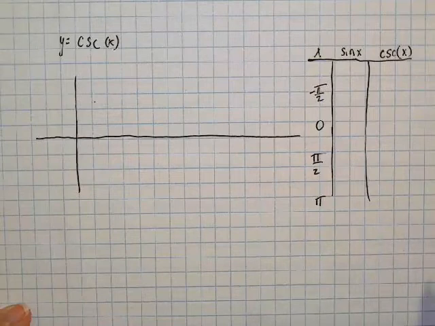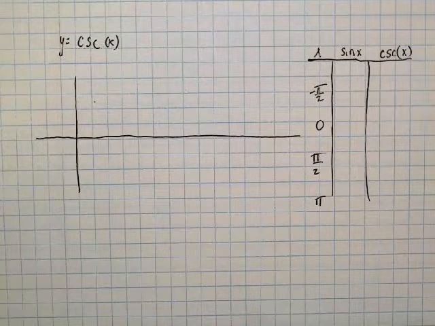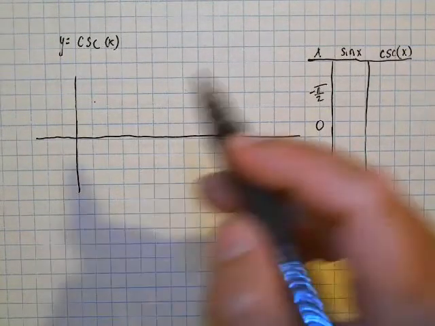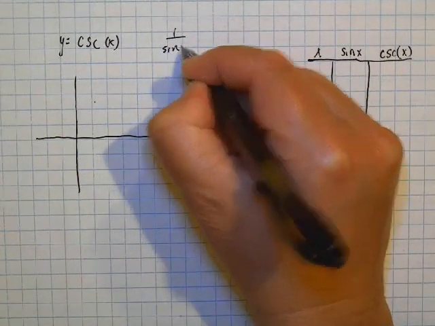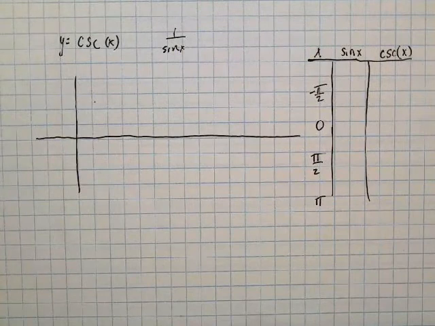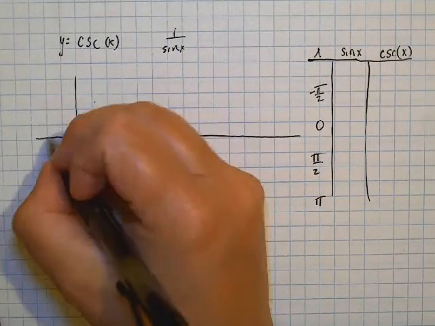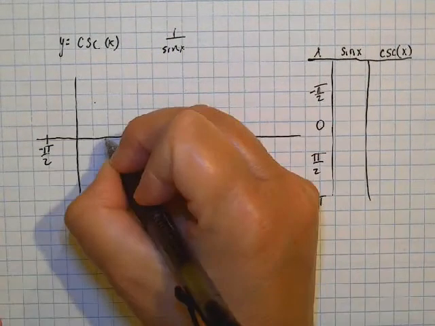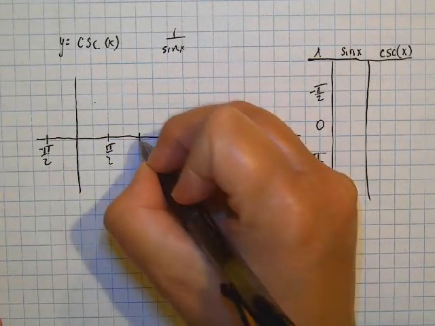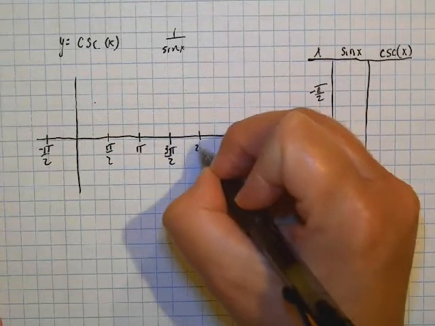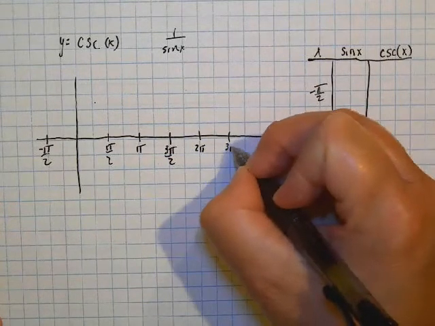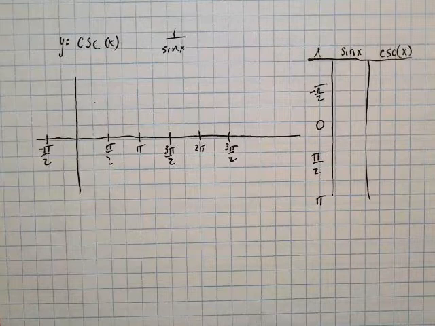When we talk about graphing cosecant, we're just going to look at the parent functions of secant and cosecant. Cosecant here is actually the reciprocal of sine. So we're going to start by looking at graphing sine. Let me get my graph set up here. So we're going to start by looking at the graph of sine.